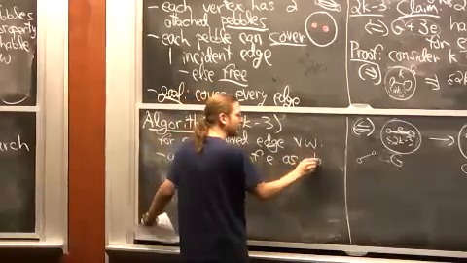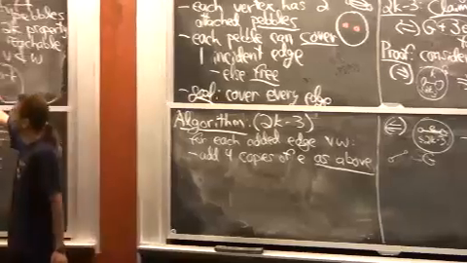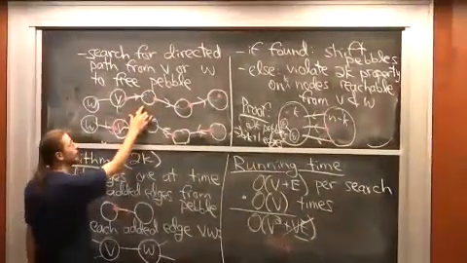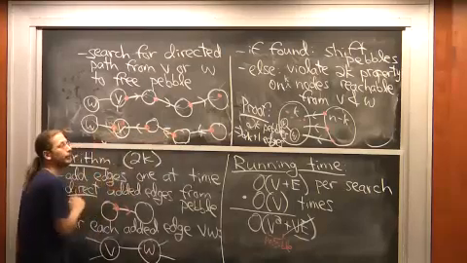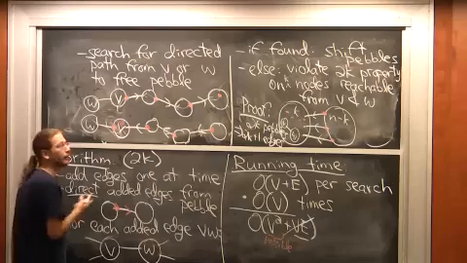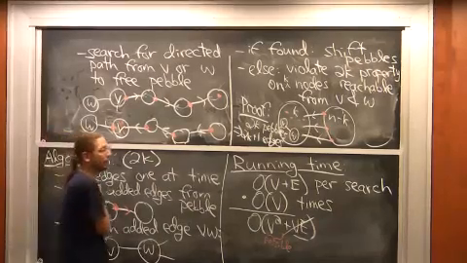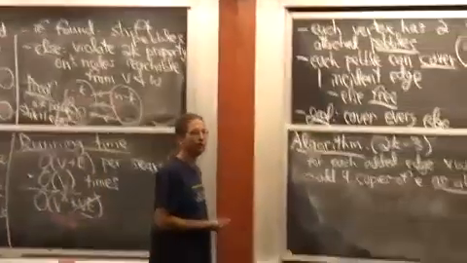I'm going to write "as above" to mean this step. So every time I add the edge, I search for a directed path from V or W for a free pebble. When I find it, I do the pebble shift. I do that 4 times. Then basically I have 4 pebbles on the edge, or you can think of them as being 4 copies of the edge. Each has 1 pebble. Either I succeed and I get all 4, or I don't get all 4.